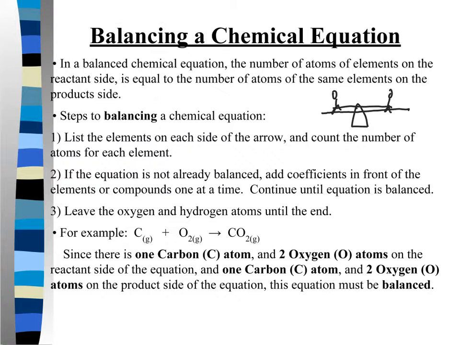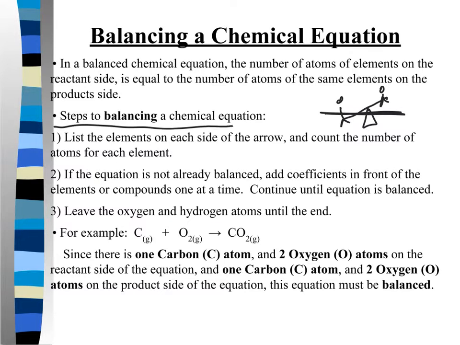We cannot have a teeter-totter that is going to be like this, where it's heavier on one side than the other, because according to the law of conservation of mass, it needs to be equal. It needs to be balanced.